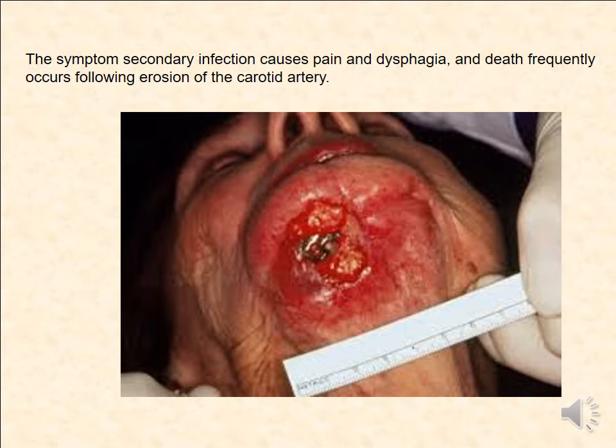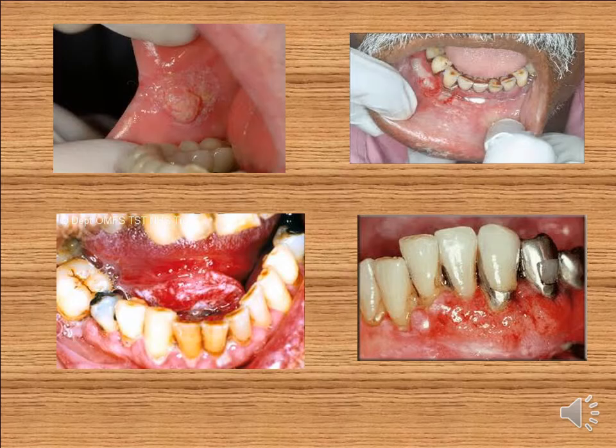The symptoms: secondary infection causes pain and dysphagia, and death frequently occurs following erosion of the carotid artery, mainly in the floor of the mouth or in the mandible or base of the tongue. This figure shows the different sides of the proliferative lesion of the mucosa of the cheek at the corner of the upper and lower lip, or in the gingiva of the lower teeth, or in the floor of the mouth, and the last figure shows the erosive type of the mucosa that leads to squamous cell carcinoma.